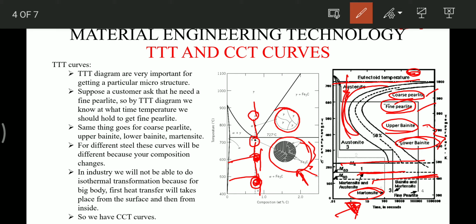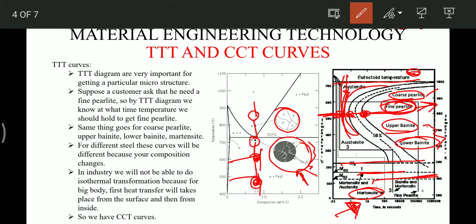Basically, if we want to get fine pearlite, what we will do is cool this austenite to this particular temperature, above 500 or so, and then keep that specimen at this temperature for some time, till full transformation takes place. Suppose this is the starting time and this is the ending time, and what we will get finally is the fine pearlite structure. So this is how we use these TTT curves in industry.